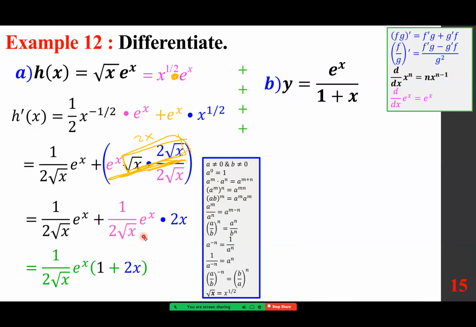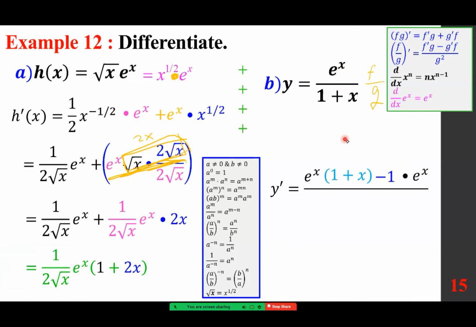We are going to use the quotient rule on this example. So we are going to write f over g, and therefore we follow the quotient rule. F prime is itself, e to the power of x, times g, which is the denominator, 1 plus x, minus g prime, the derivative of the bottom, which is simply 1, times f, that means the numerator.